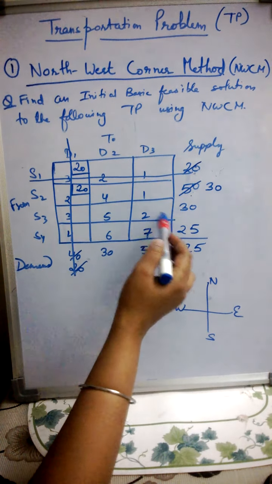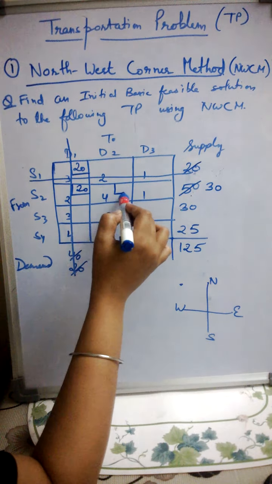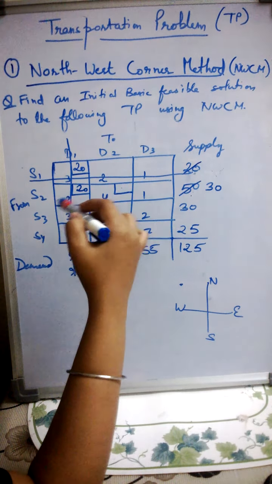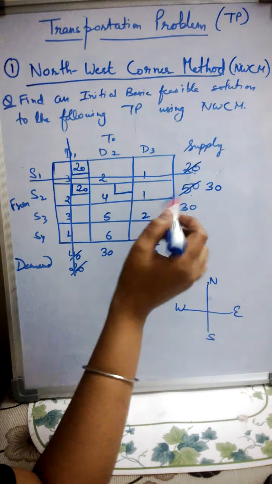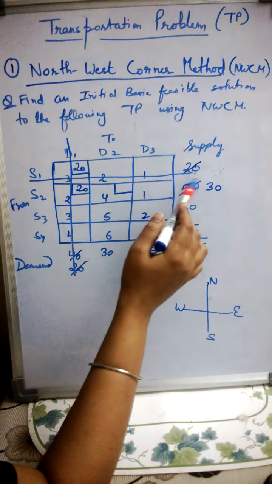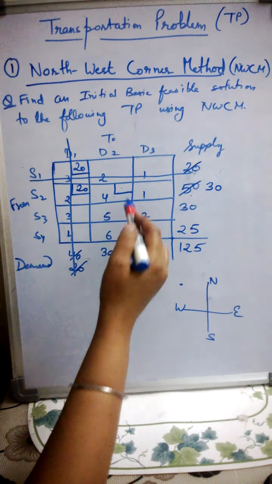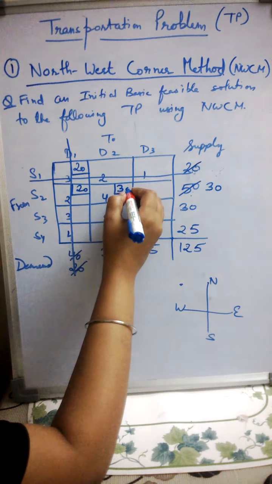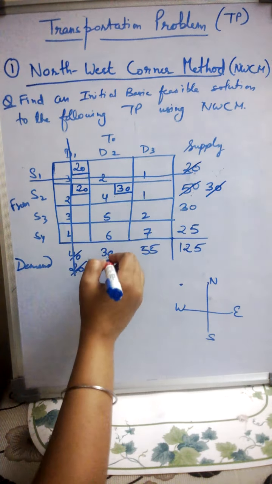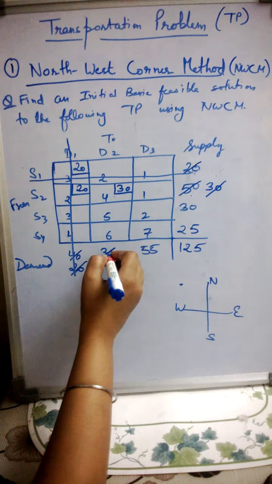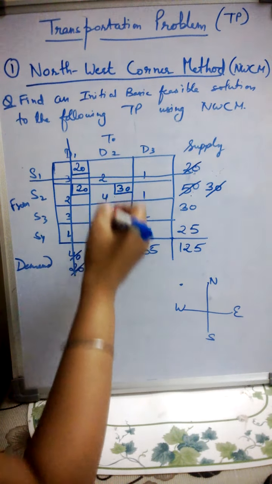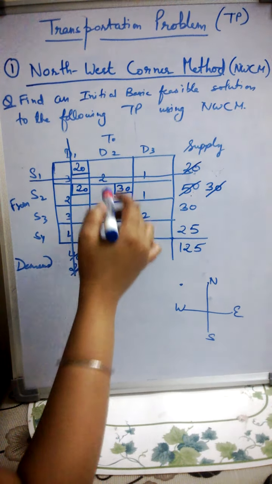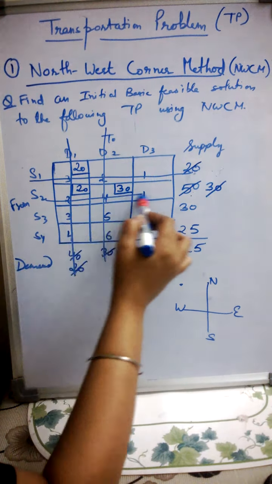Now in this remaining table, again the top left corner is here. So we'll assign the number of units that can be transported from S2 to D2. Corresponding to this cell, supply is 30 units and corresponding to this cell, demand is 30 units. So the minimum of 30 and 30 is 30. So 30 is allocated here, and also 30 units was the demand at D2, which has been supplied by S2. So this is also over. At this step we'll cancel both the column and the row.